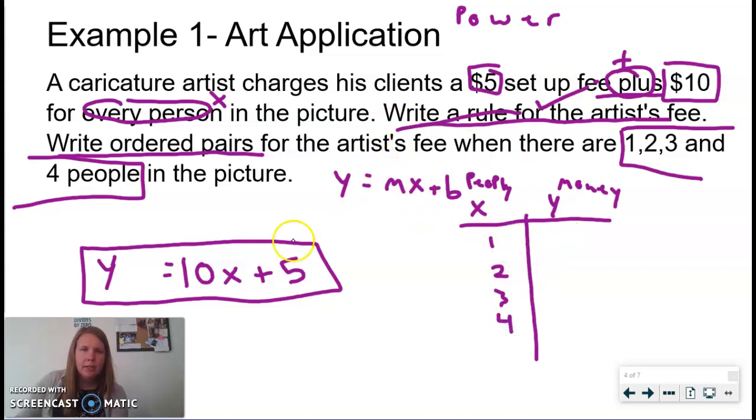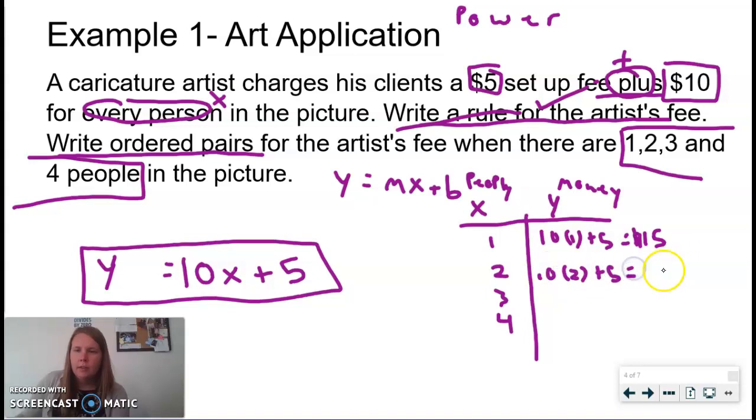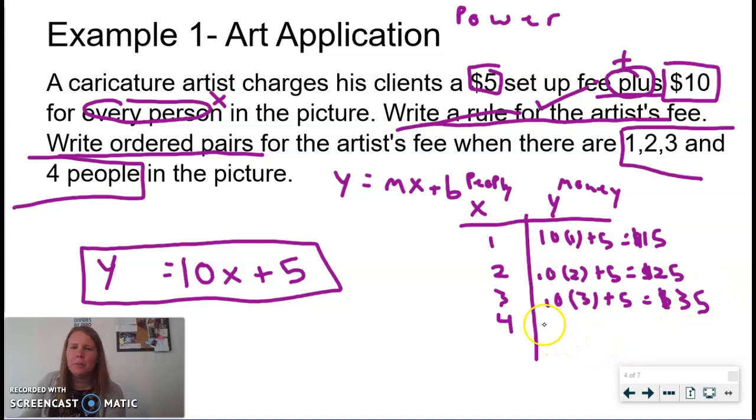So what I'm going to do is plug that x into this equation. So I'd have 10 times 1 plus 5. Well, 10 times 1 is 10, plus 5 is 15. So for 1 person, it's going to cost $15. If I wanted to figure out for 2, again, I just plug it into that equation. That's going to cost $25. I bet you can already see what the pattern's going to be. For 3 people, it's going to be $35. 15, 25, 35. I bet that one's going to be 45.